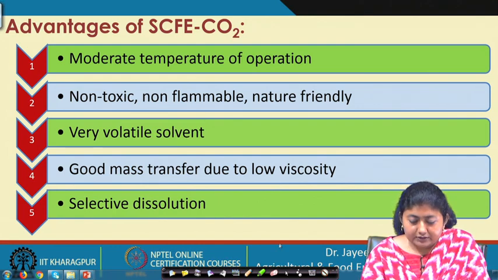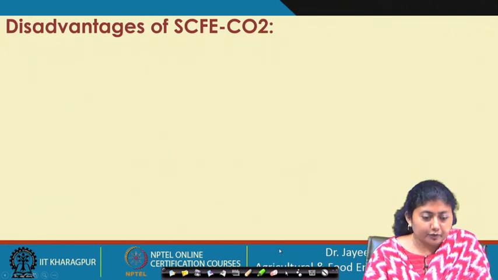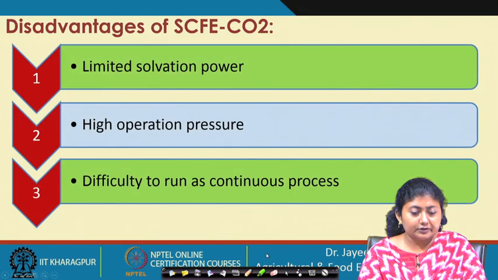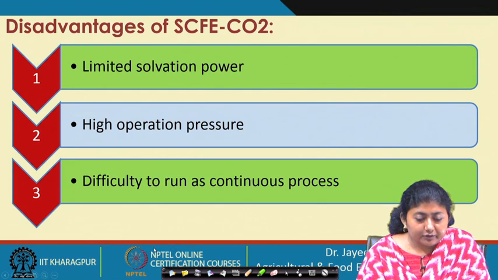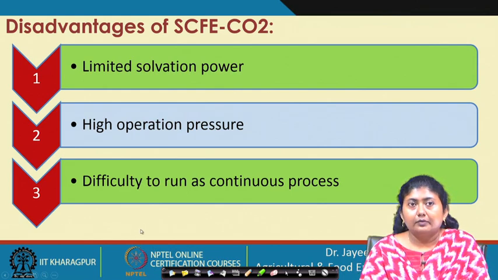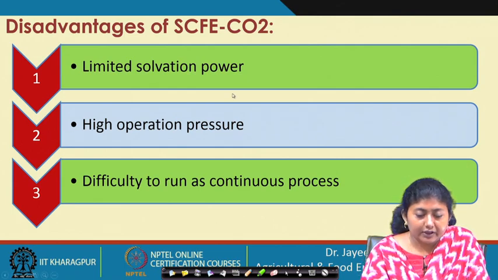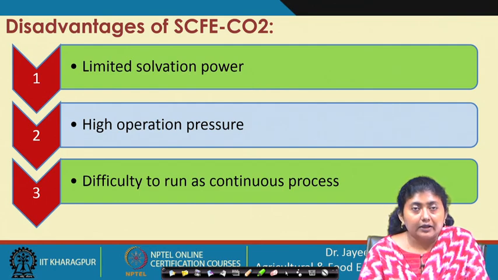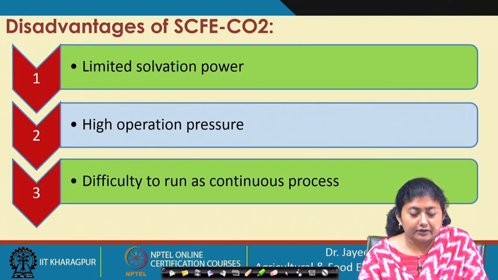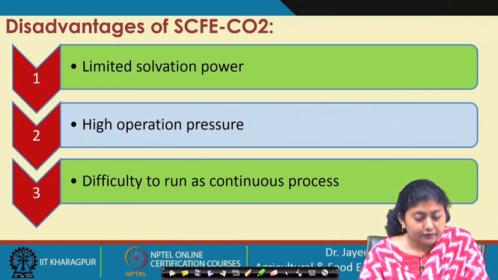Now, what are maybe the negative points of supercritical fluid extraction? One is limited solvation power, and this can be overcome by adding some co-solvent. As I was mentioning, sometimes another solvent is added to the supercritical CO2, which mixes properly with it and increases the solvation power of the supercritical fluid.